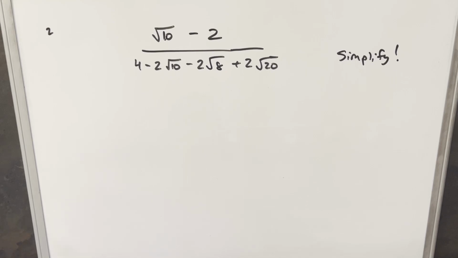Hey, we have something here on the board. We have a radical problem that we are asked to simplify. We have the square root of 10 minus 2 over 4 minus 2 square roots of 10 minus 2 square roots of 8 plus 2 square roots of 20.